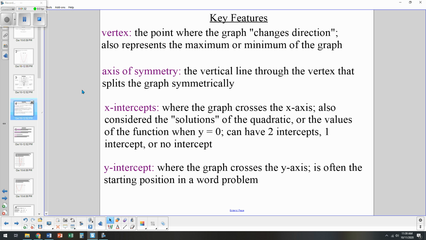The x-intercepts are where the graph crosses the x-axis. It's also considered the solutions of the quadratic or the values of the function when y is 0. Our quadratic can have two x-intercepts, one x-intercept, or no x-intercepts. The y-intercept is where the graph crosses the y-axis. This is often the starting position in a word problem. Right? The y-intercept is the value when x is 0, therefore it's when time is 0 if x represents time.